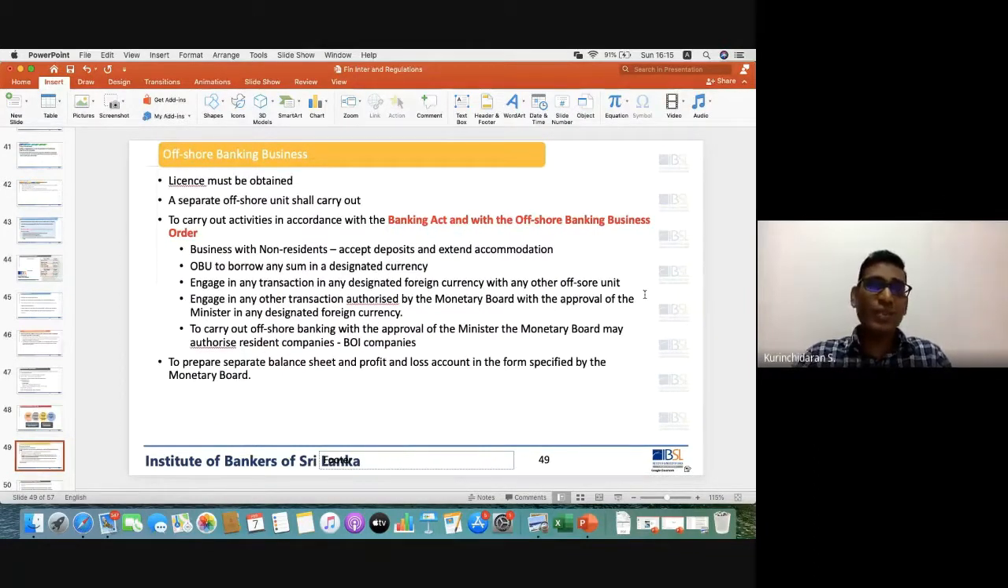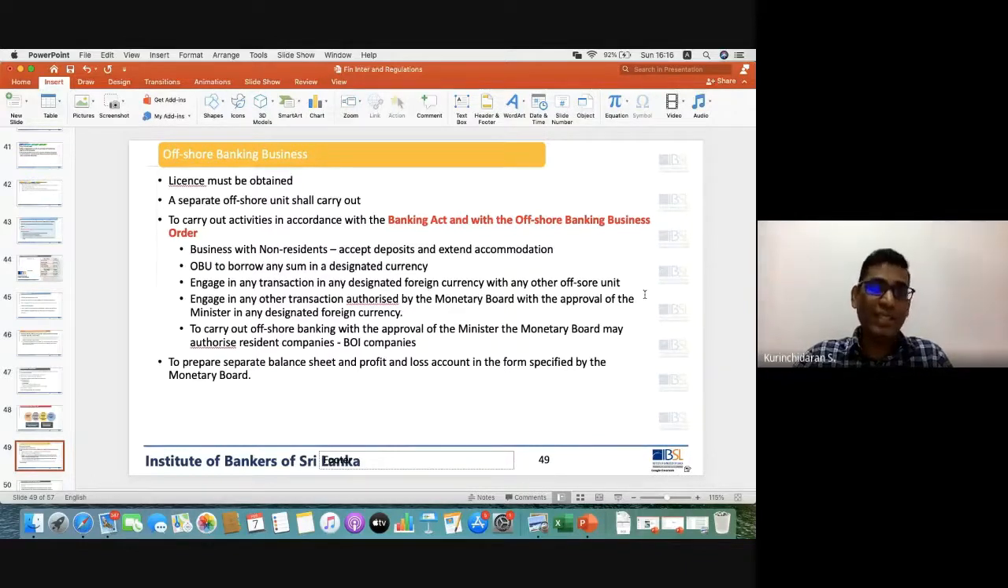And the Banking Act also says what those offshore banking businesses are. As I said, first, you have to obtain the license. License must be obtained for offshore banking business, and a separate offshore banking unit, that means OBU, shall be established. To carry out activities in accordance with the Banking Act and the offshore banking business order, there's an order given, so you can read that as well. You can see the activities. One, business with non-residents. Keep in mind the offshore banking unit can do business with non-residents. That means they can accept deposits and extend accommodation to non-residents. The OBU can borrow any sum in designated currency. They can borrow foreign currency.